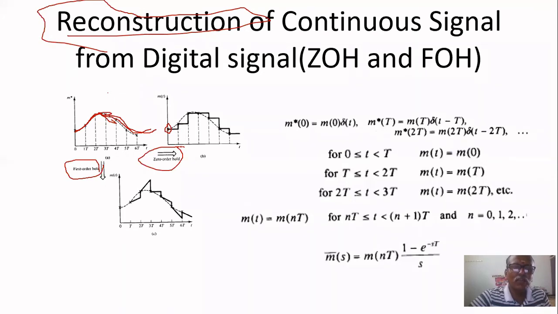The next value will be available only after one sampling period. Let us assume that T equals 1. At 2 seconds, 3 seconds you will get a value. At the 4th second you will get a value, like that. So till you get the next value, maintain the same value. Then here you got a new value that is slightly higher.